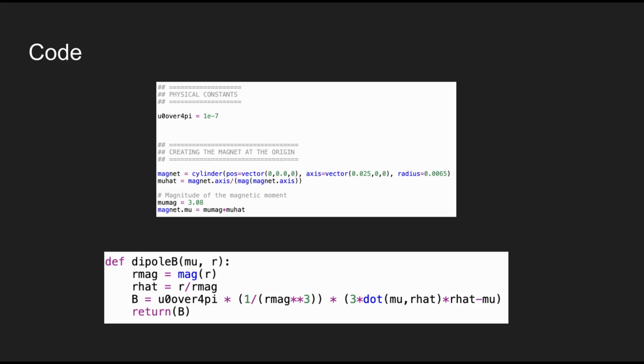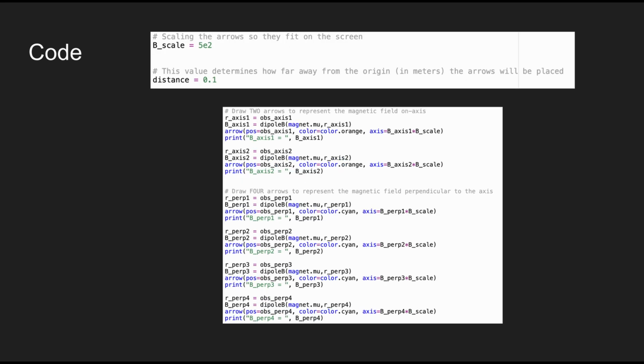For the code part of the lab, I used Python to simulate a magnet with the same properties as the physical one I used previously. First, I established some constants using the mu of my physical magnet and created a magnet object. Next, I coded a function that would calculate the strength of a magnetic field given any dipole moment and distance vector. Then, I set a scale for the magnetic field, a distance away from the magnet to observe the field at, and created 6 arrows that would display the magnitude and direction of the magnetic field at their separate locations, parallel and perpendicular to the magnet's dipole moment.